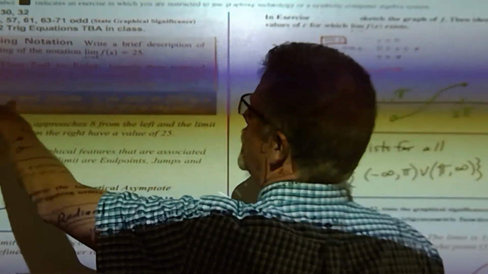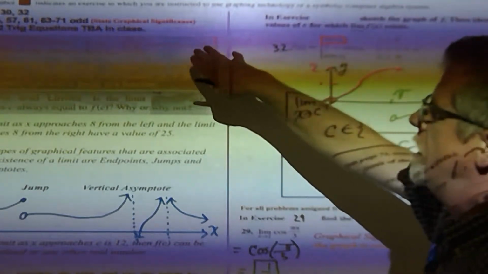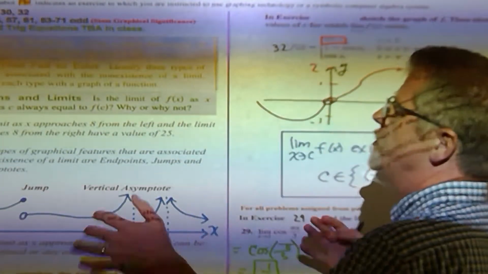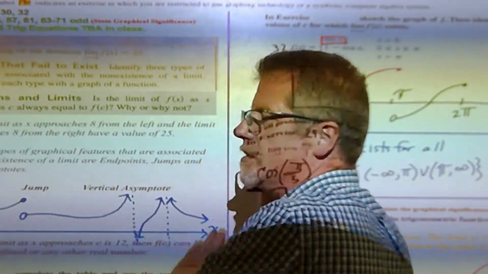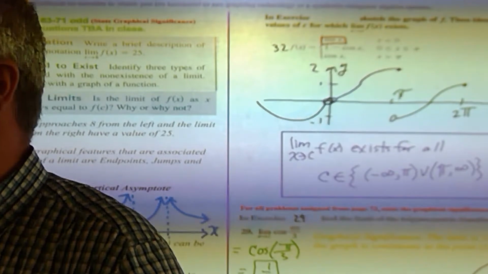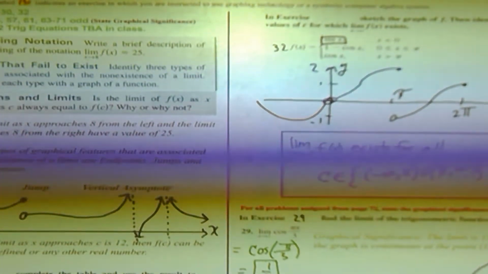But like problem 1, write a brief description of the meaning of the notation limit as x approaches a of f of x equals 25. Do your best and then take a look at the answer and see if you got it. And then go on to the next one. Just do 1 at a time, because I don't want you to be spending hours doing the homework. If you're going to be frustrated, just be frustrated for a short amount of time and then look at the solutions and see if you're up to speed.